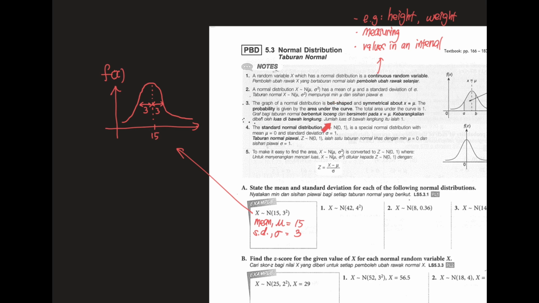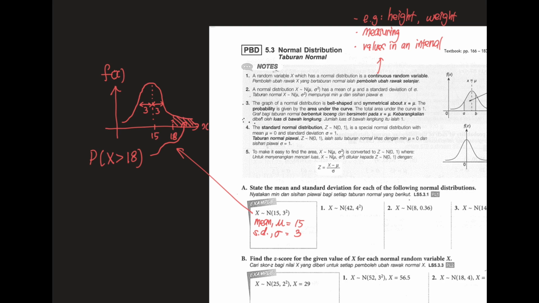So after you draw the graph, they may ask you to find probability. So how to find probability? Let's say, for example, if they ask you to find P(X > 18), then it is the area under the graph beyond 18. You find this area, and that area represents the probability. So now we want to learn how to find the area.